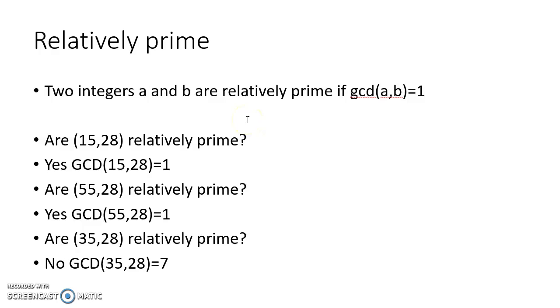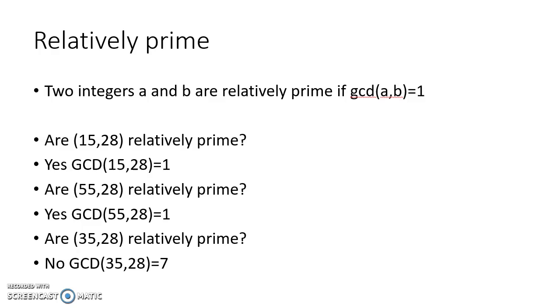Then relatively prime. In cryptography, this term is very important. Relatively prime or co-prime: two integers a and b are called relatively prime if their GCD is equal to 1. If the GCD of a and b is equal to 1, we can say the two integers a and b are co-prime or relatively prime.